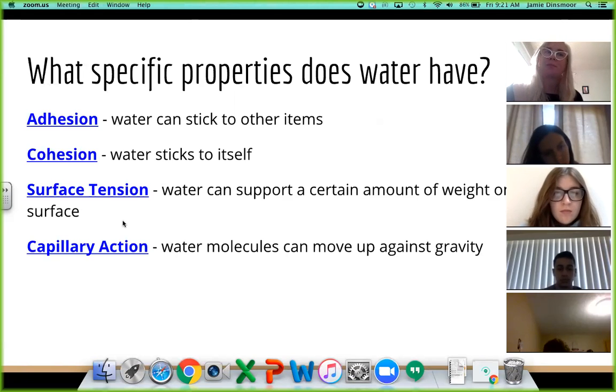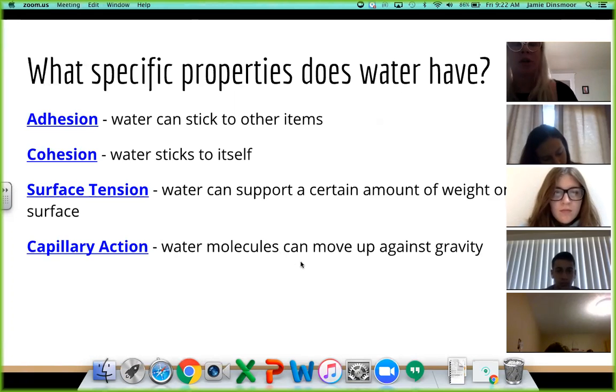Surface tension. Water can support a certain amount of weight on its surface, right? So you might have experienced this if you've ever seen an insect walking on water. Certain things can float on water because of surface tension. You might even have seen this if you've ever filled up a glass of water to the very, very top. You'll notice that water makes a dome shape, right? It doesn't immediately spill. It kind of makes this bubble, and then eventually it will spill.